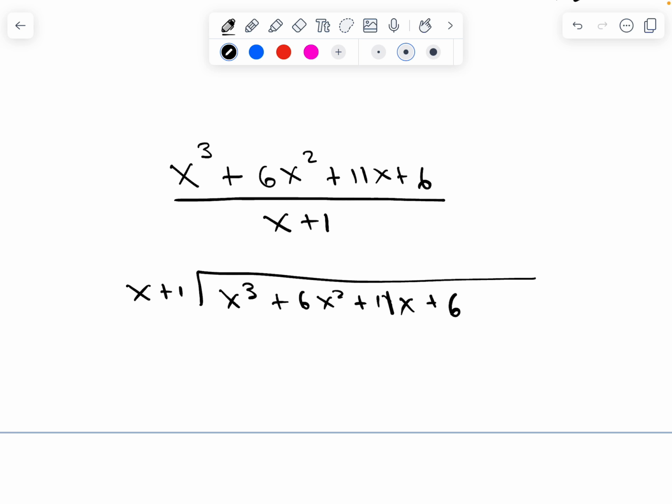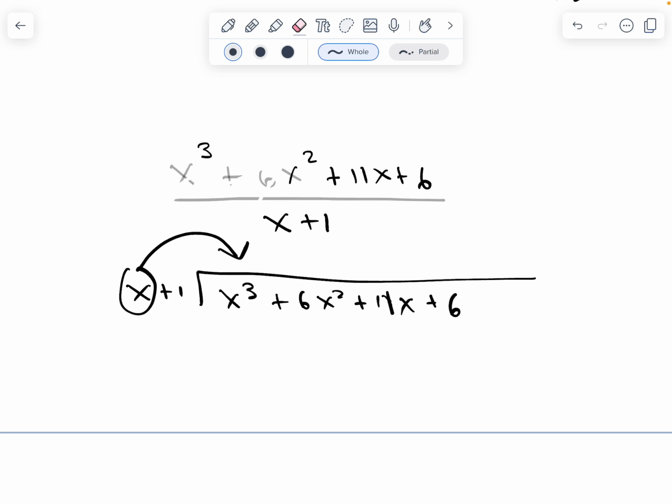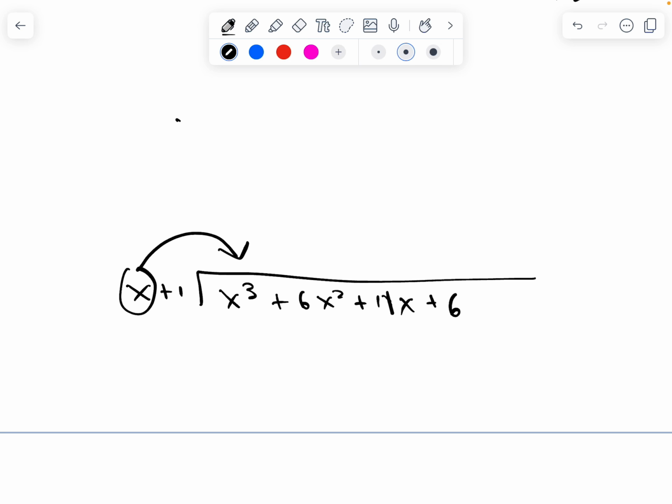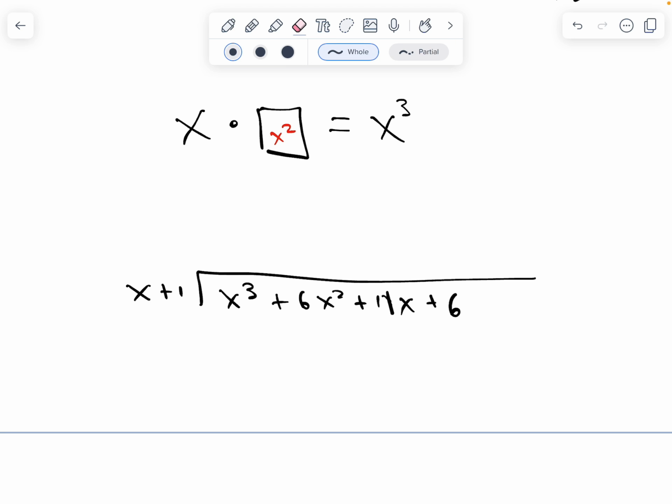Okay, now the first question you're going to ask yourself is x times what is going to give me x cubed? So let me clear some things out. So what you're asking yourself is this. You're saying x times what gives me x cubed? Now notice we're not going to worry right now about the plus 1. We're just going to ignore the plus 1 for now. So all we're going to do is say x times what gives me x cubed? And the answer to that is x squared. So we can put that in here. We're going to put our x squared.